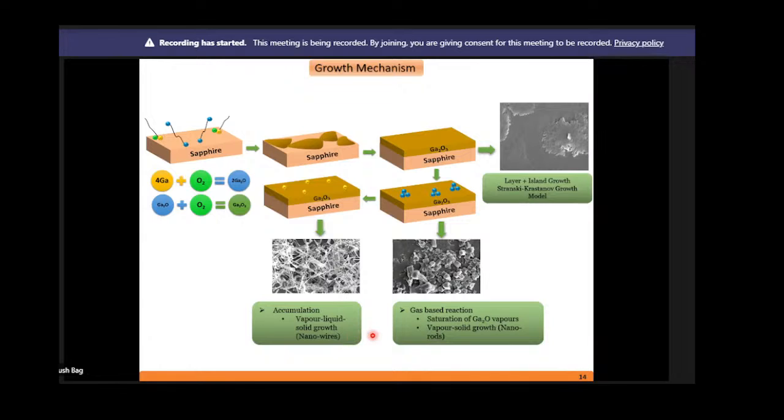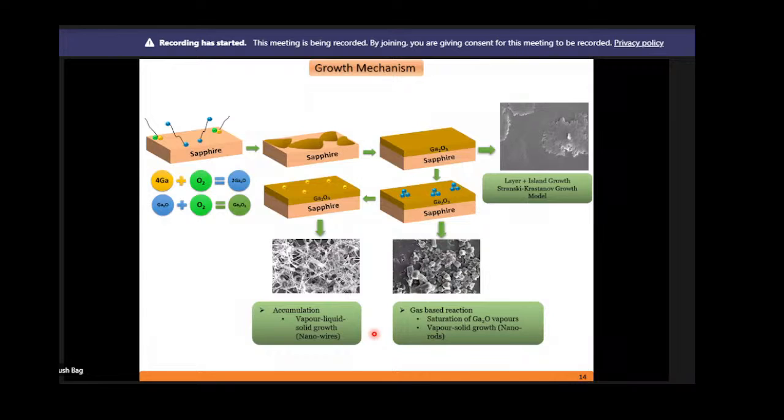So now we can establish how to change the gallium metal inside the boat, and how to get different types of structures, like not only nanostructures, but how can we get nanowires, or how can we get thin film.